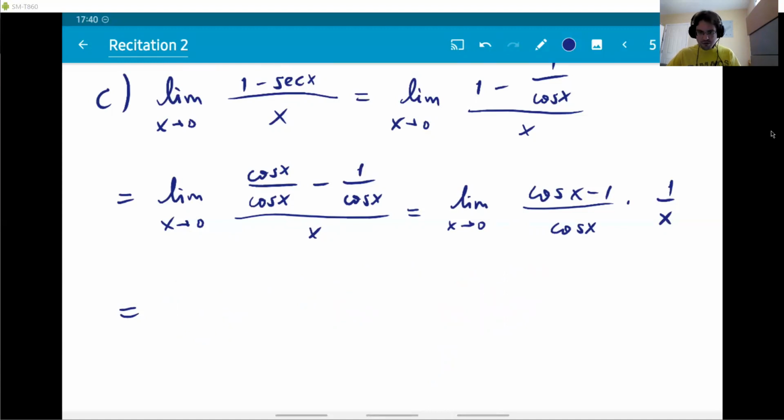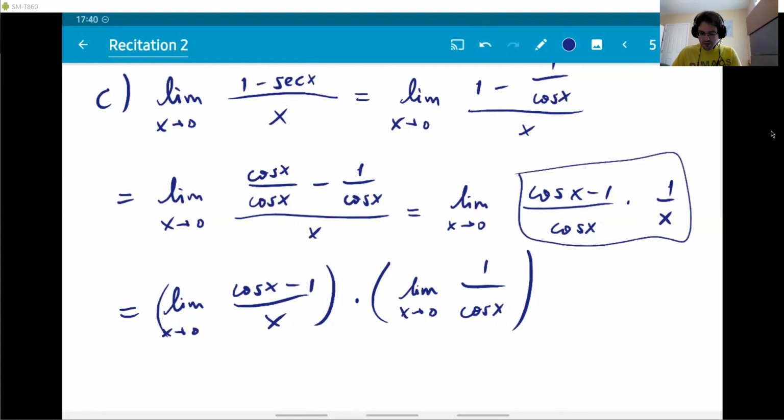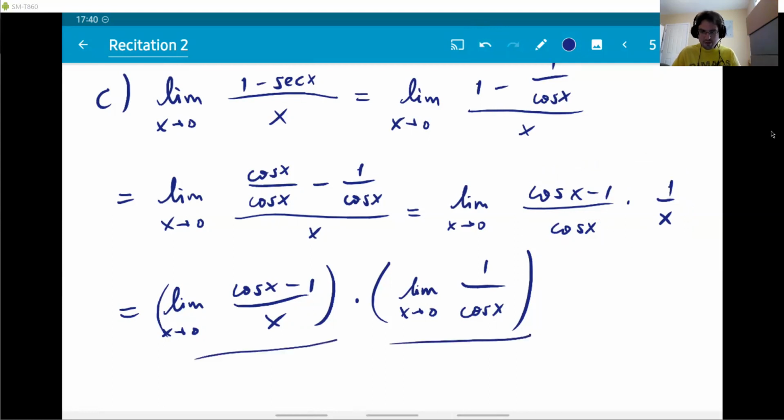But what we can do is recognize two different functions that are multiplied together and they have limits. This guy and, well, just what is left is 1 over cosine. Right, so I'm actually taking the cosine x minus 1 divided by x. That's my first function. And the other one that's left is 1 over cosine. Those are two functions which are multiplied together in this expression. And now, provided that both of these limits exist and are numbers, then I can do this. And in fact, they will exist.